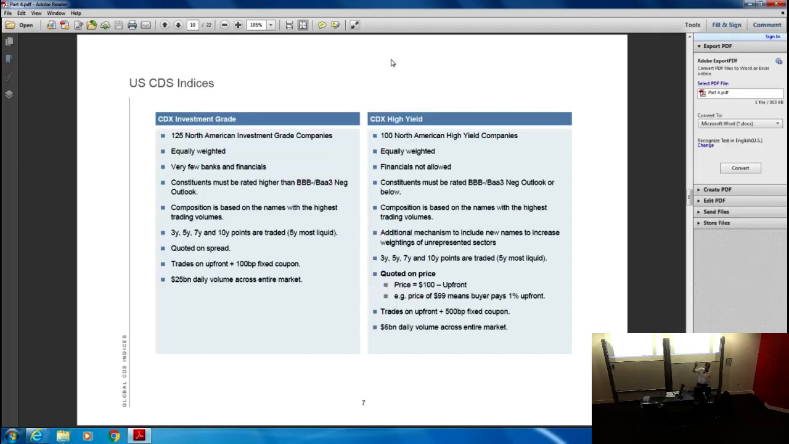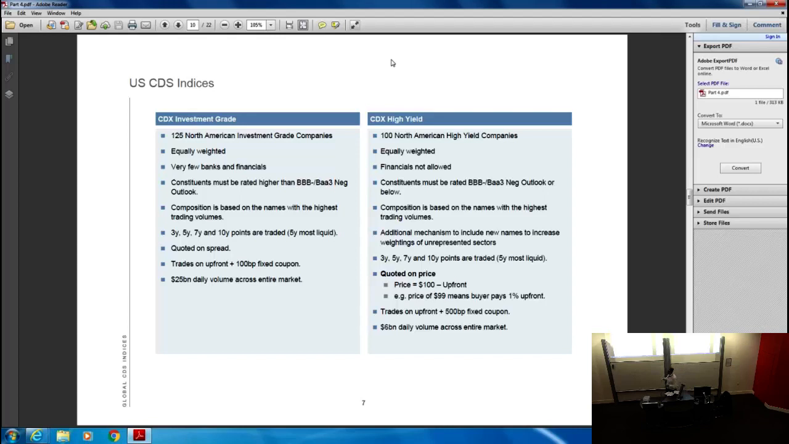CDX high yield, as I mentioned, is kind of the equivalent of crossover. Crossover has 75 names. CDX high yield has 100 names. So the exposure of each name in crossover is like 1.25%. The exposure of each name in high yield is 1%. Again, these are US corporates. It also trades with a 500 basis point coupon. And the other thing to note is that it is the only index that trades in price terms. So when you see a quote for CDX high yield, it will be a price like 101.25. Okay, so it's not a spread, it's a price.